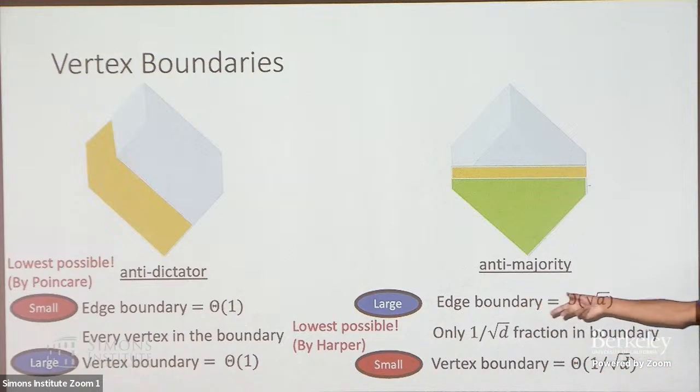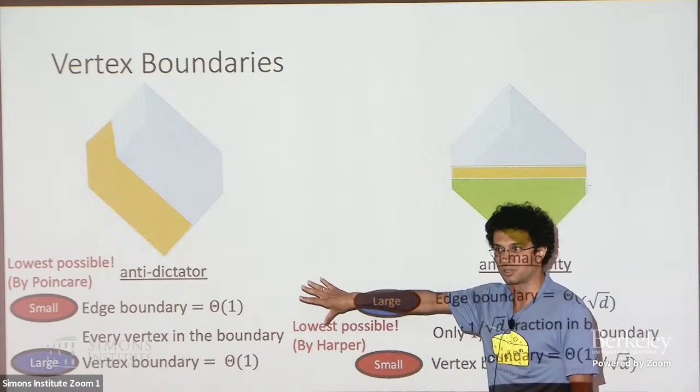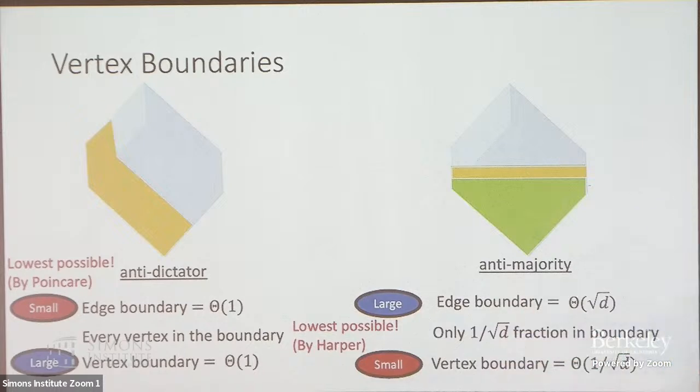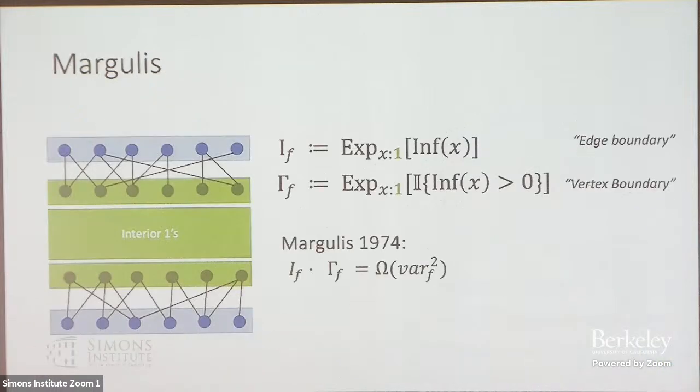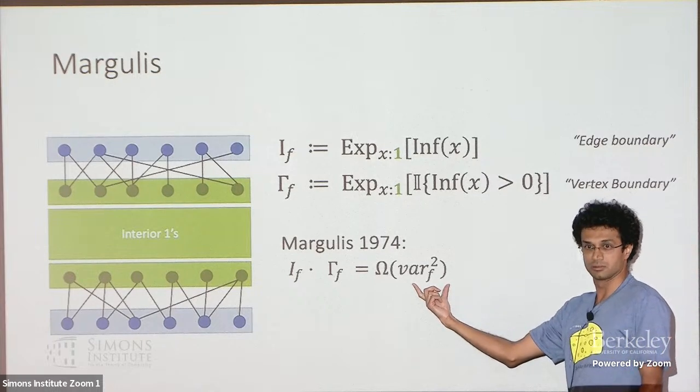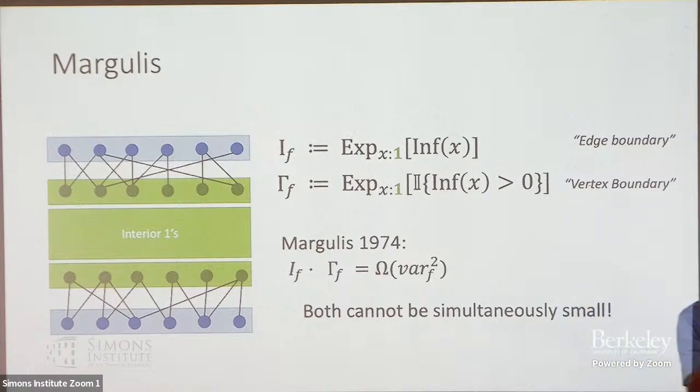So you have this interesting flip where in one case, the edge boundary is small, but the vertex boundary is large. In the other case, the vertex boundary is small, but the edge boundary is large. And lo and behold, Margulis proves that the product is at least the variance squared. So what he says is that both of them cannot simultaneously be small in the hypercube. Now, that's an amazing fact, right? You cannot simultaneously get the vertex boundary and the edge boundary to be at their minimum values. If you make one small, the other has to go up.